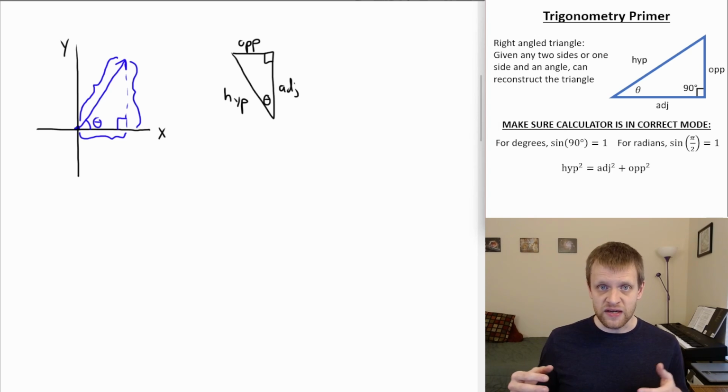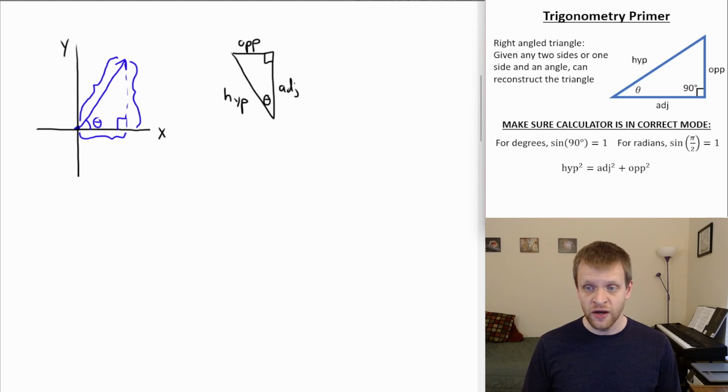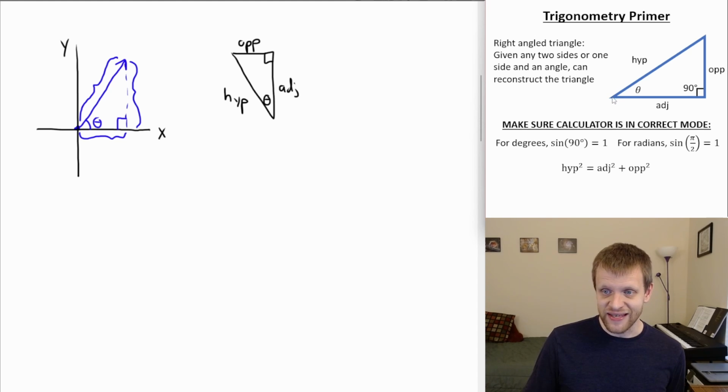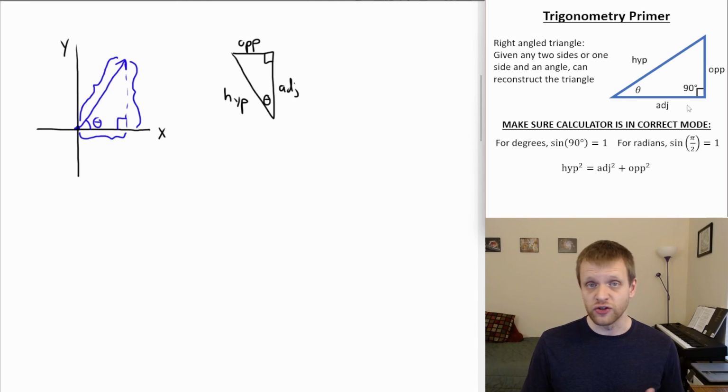Now, some of the common equations that we're going to be using with trigonometry, well, first we have the Pythagorean Theorem, which says that the hypotenuse squared is equal to the length of the adjacent side squared plus the length of the opposite side squared. You may have also heard this as a squared plus b squared equals c squared. So we're going to be using that Pythagorean Theorem.